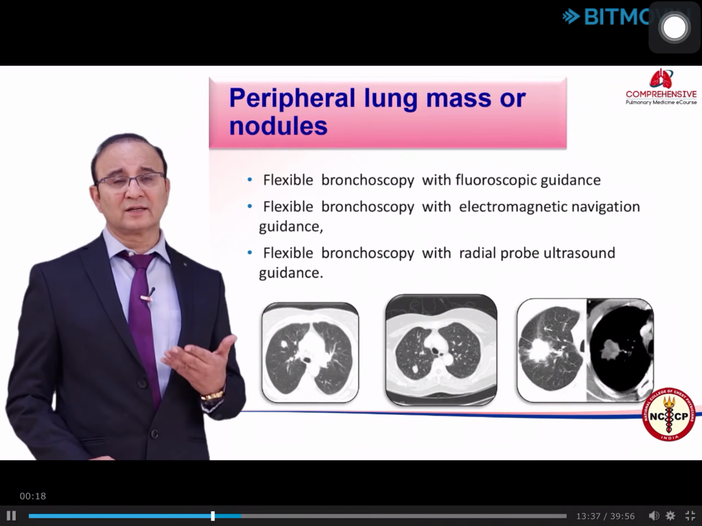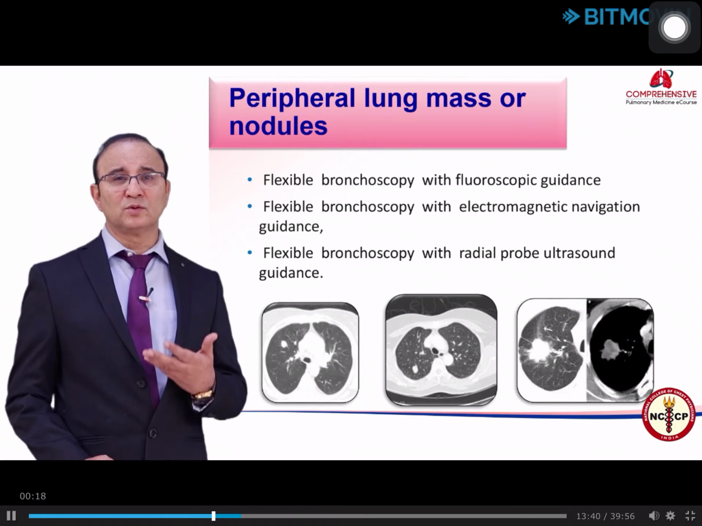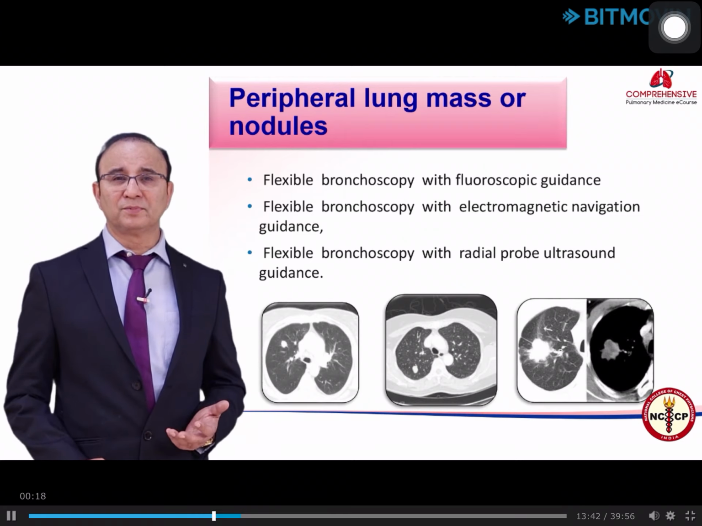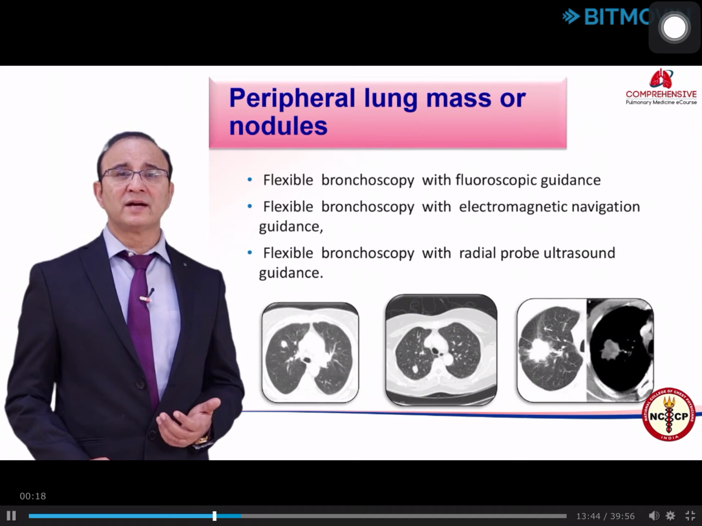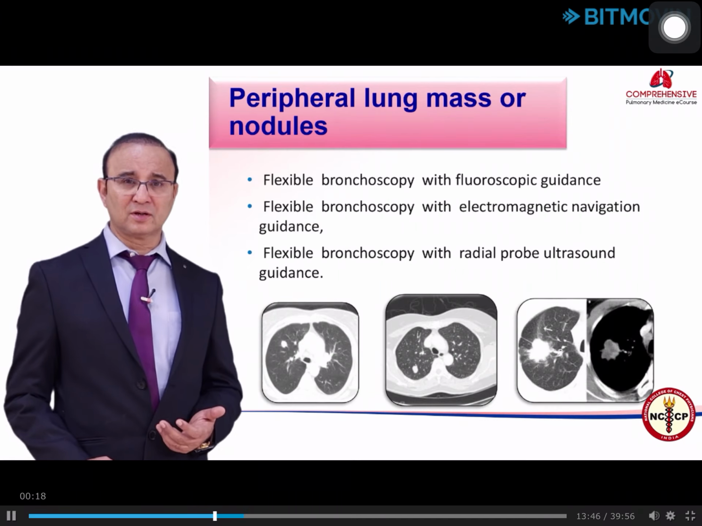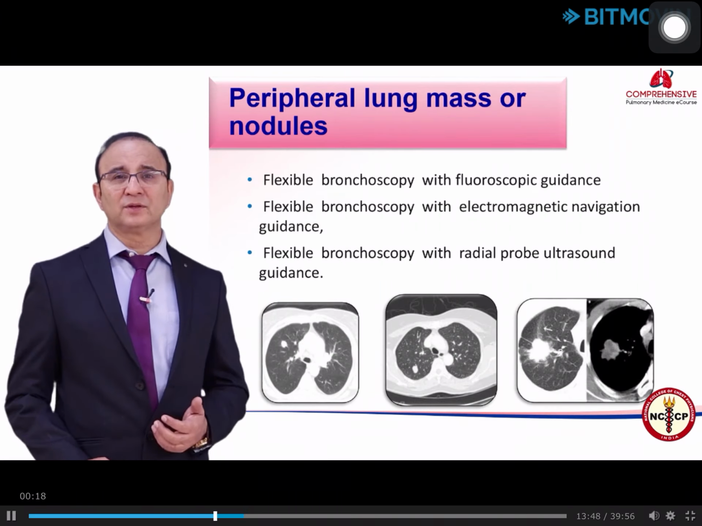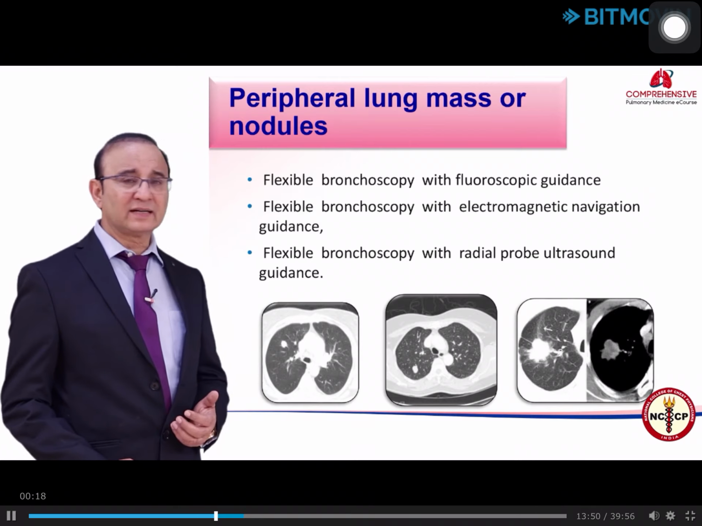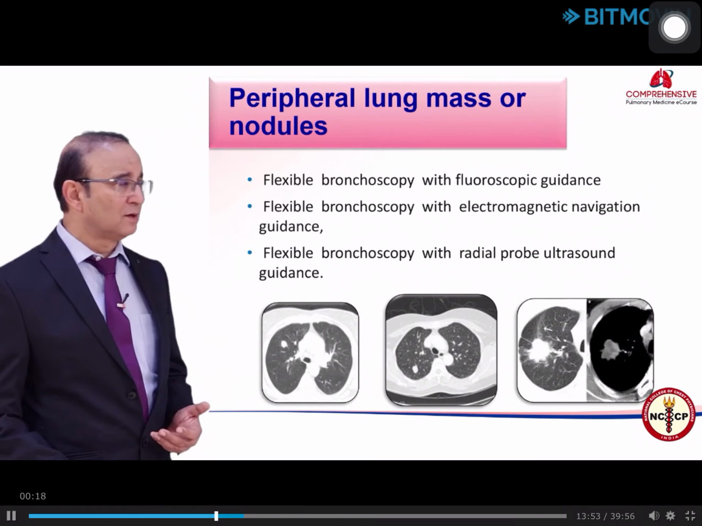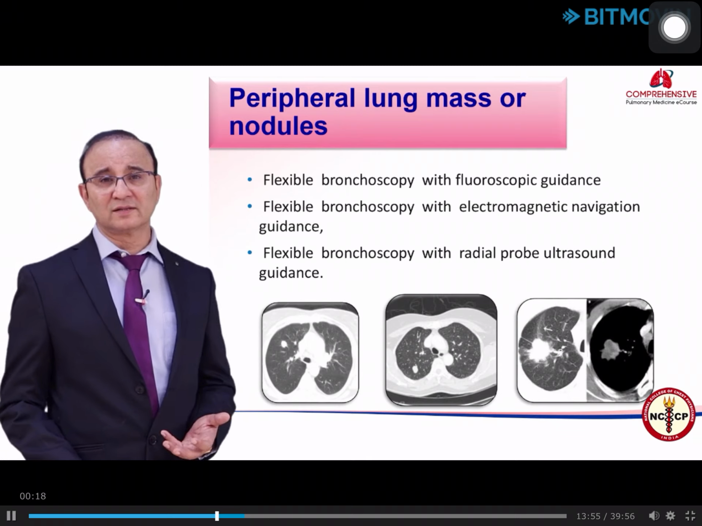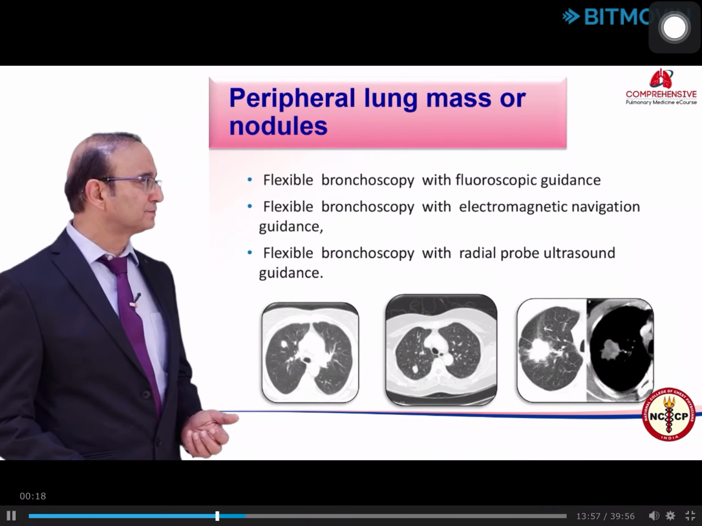One is that you combine your ultra thin bronchoscope with a simple fluoroscopy to reach the peripheral lesion. Then you can combine the virtual navigation bronchoscopy, or you can combine it with the electromagnetic navigation bronchoscopy, or a radial probe ultrasound guidance to reach the peripheral lesion.